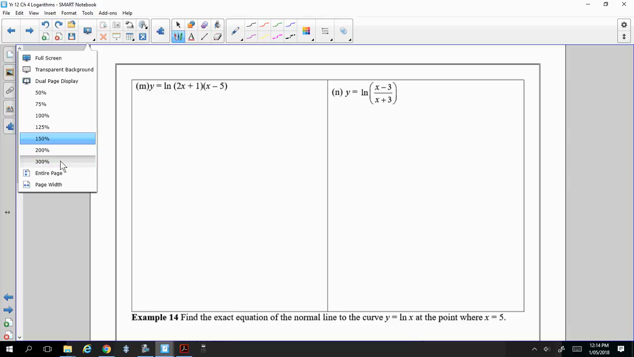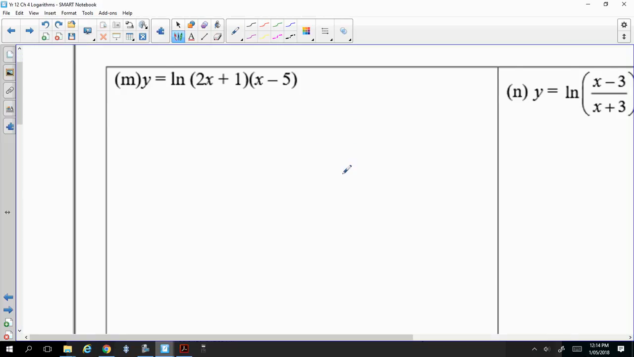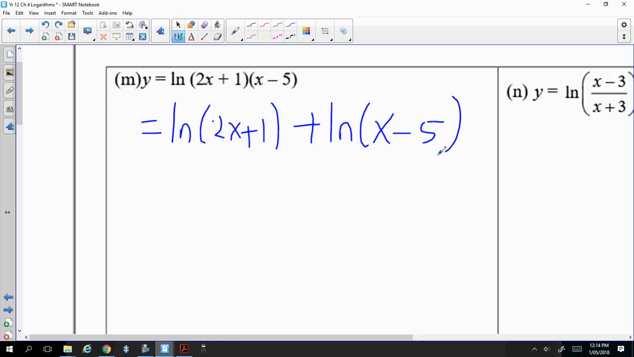Okay, next one, you can use log law as well. You can split into 2. So split into 2 plus ln x plus x minus 5. And you can just differentiate each one, so you don't have to expand the brackets. So y dash equals 2 over 2x plus 1 plus 1 over x minus 5, using the rule we just discussed.